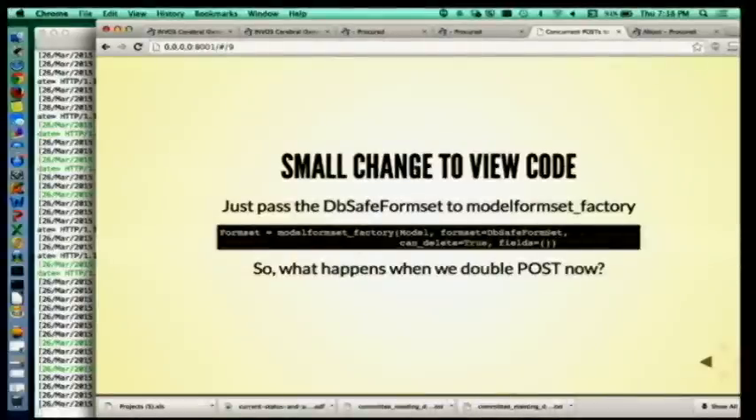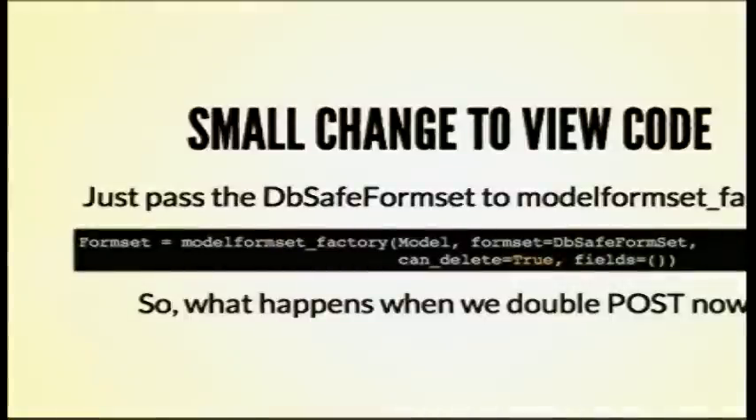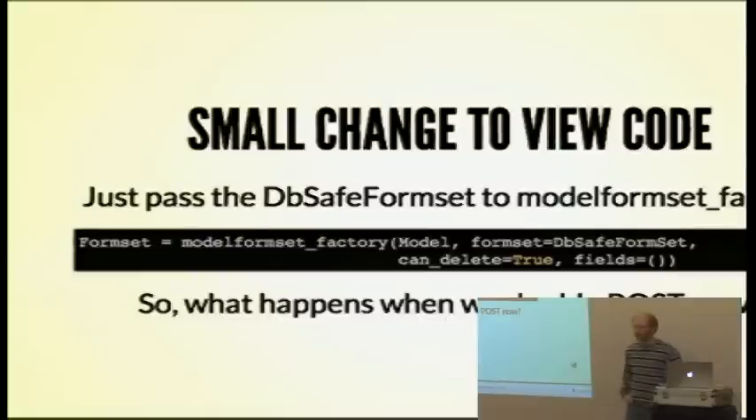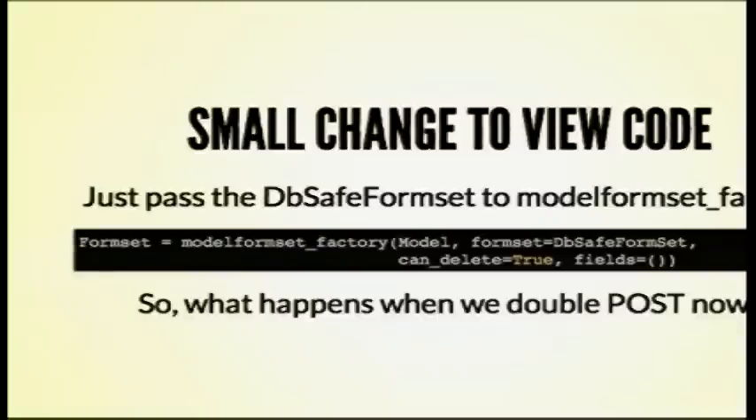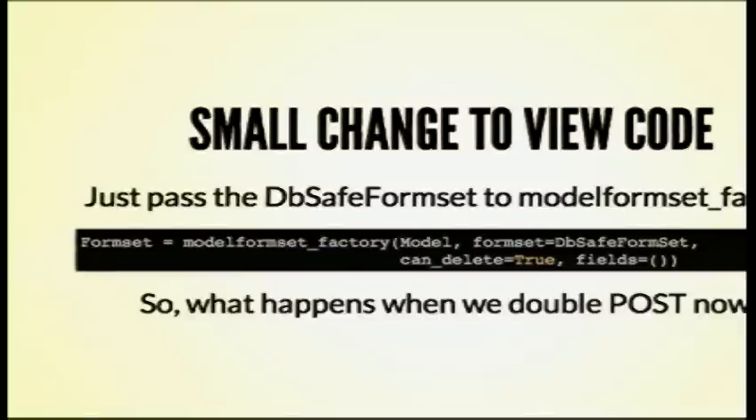And there's just one small change to the view code. When you call model form set factory, for the form set argument, you pass in this form set that we created. The default argument here is base model form set, so we're passing in something that is subclassed from that and alters the init method. And what happens when we double post now, we see that we get our error message that we like.